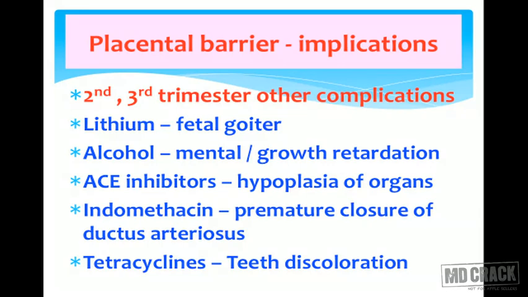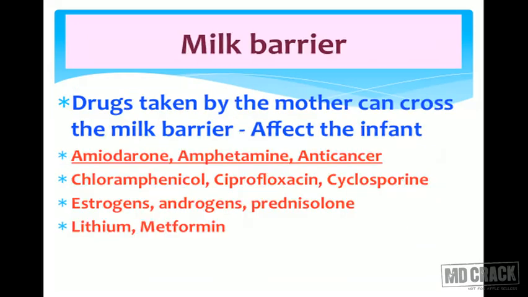Angiotensin converting enzyme inhibitors, ACE inhibitors, that's captopril, enalapril, ramipril, etc., which are worldwide used for heart failure and hypertension, can produce hypoplasia of organs. Right now I'm giving you the hint: a pregnant lady needing an antihypertensive agent, never prescribe an ACE inhibitor, which is on the topmost list of antihypertensive drugs, should not be prescribed if the lady is pregnant. Indomethacin produces premature closure of patent ductus arteriosus, and tetracyclines can produce teeth discoloration.